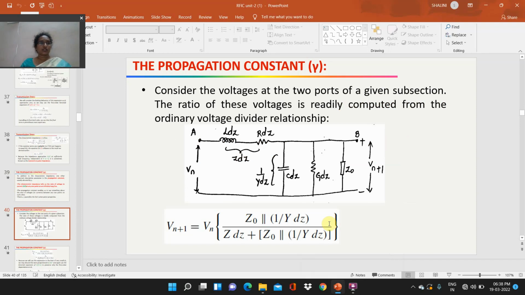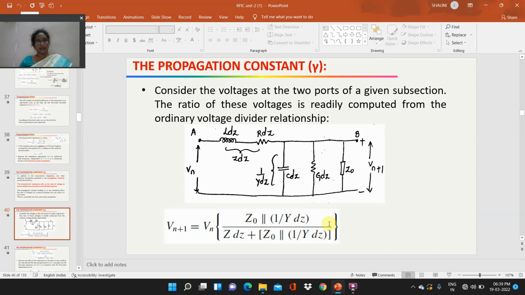Now we are considering the voltages at the two ports of a given subsection. The ratio of these voltages is readily computed from the ordinary voltage divider relationship. The series impedance is Z dz and the shunt admittance is Y dz, with L dz, R dz, C dz, G dz in the subsection, terminated by Z0.